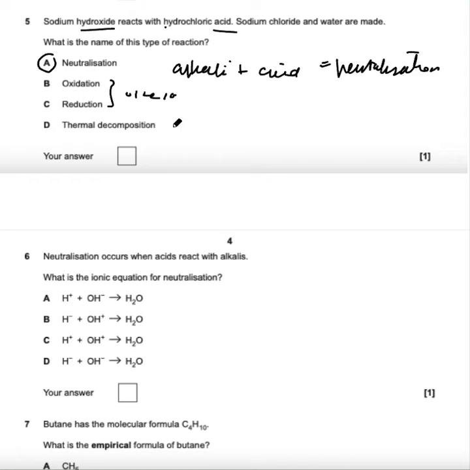Thermal decomposition is when you heat. Usually you have maybe one reactant, and you'll be told in the question it's heated up and it forms products. This is thermal decomposition. You most likely see this with a carbonate. You put a carbonate under heat and it will break up. And that says A.